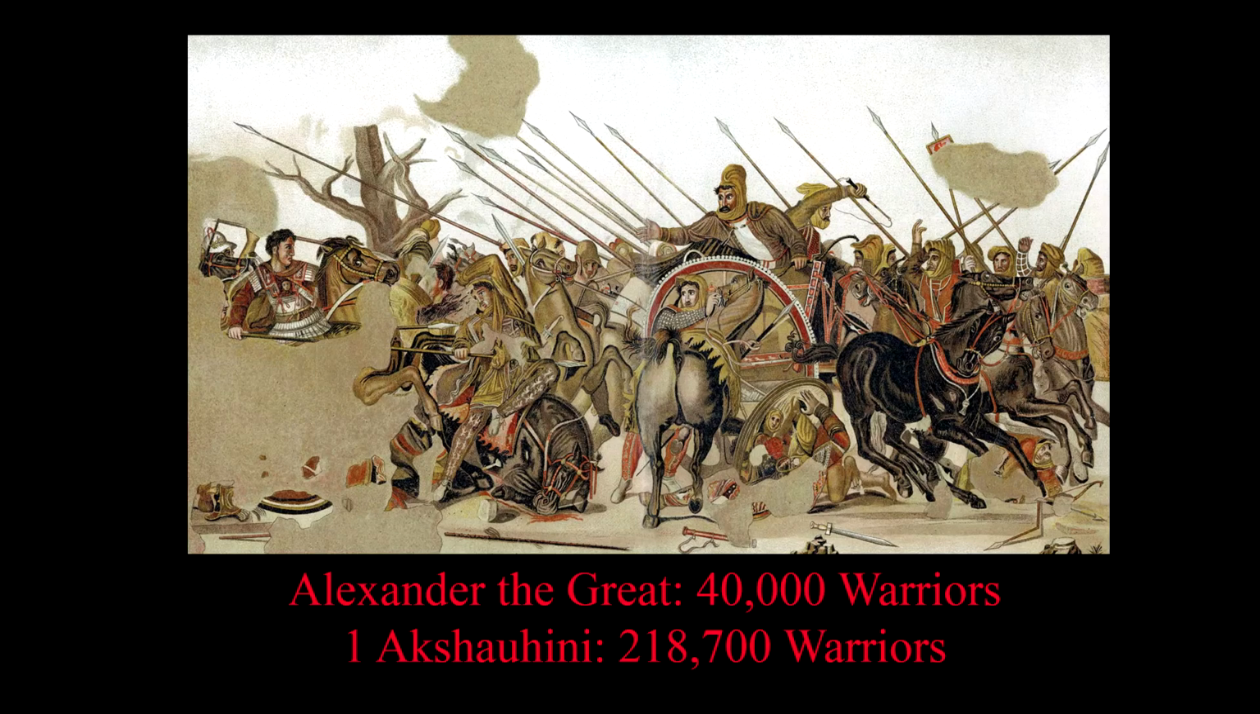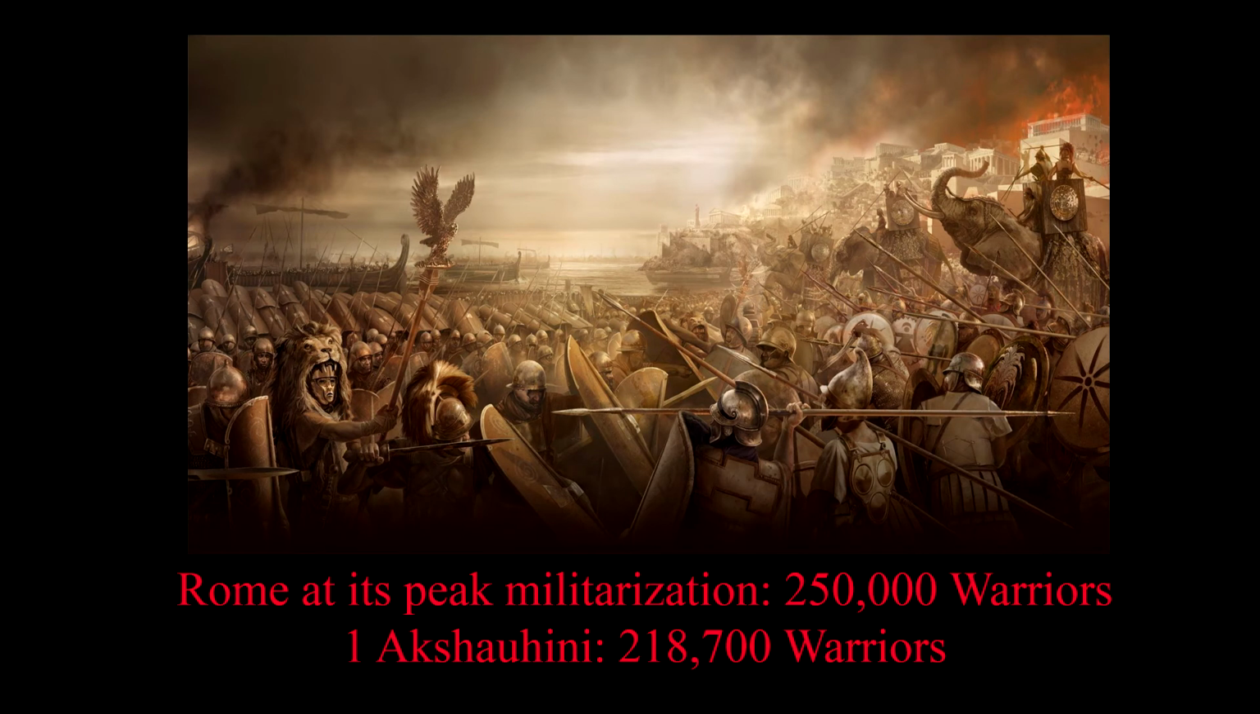According to estimates, Alexander the Great never commanded a force larger than 40,000 men at any given time. This would mean that compared to one Akshauhini, the army of antiquity's greatest emperor was outnumbered 5-1. According to estimates, the primary Roman legions at the height of the Roman Empire was 250,000, and stacking this up against a single Akshauhini, it is about an even match. To the armies of the mythical Hindu warlords, a single division was functionally larger than the entirety of the military force of the Roman Empire.